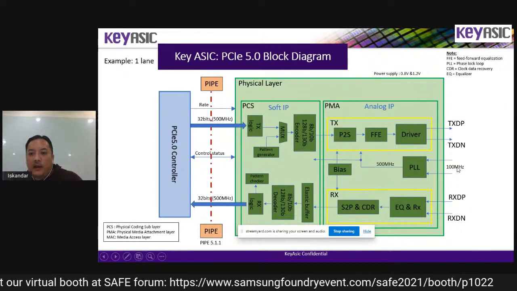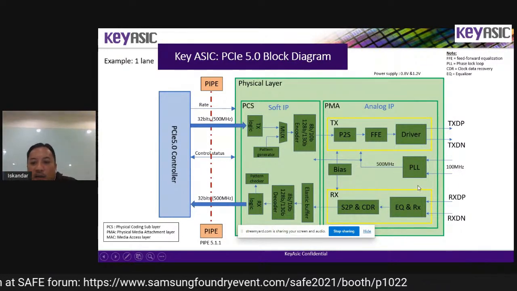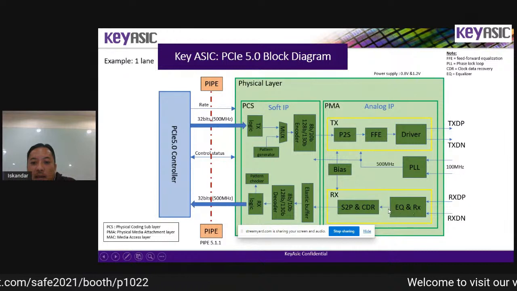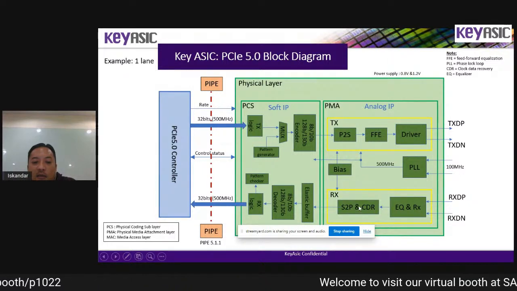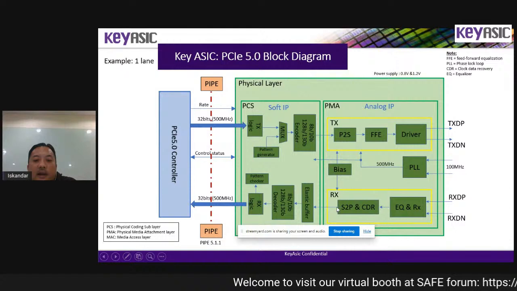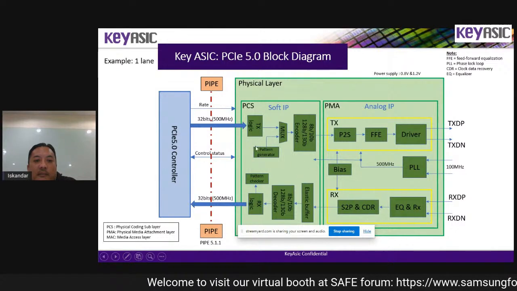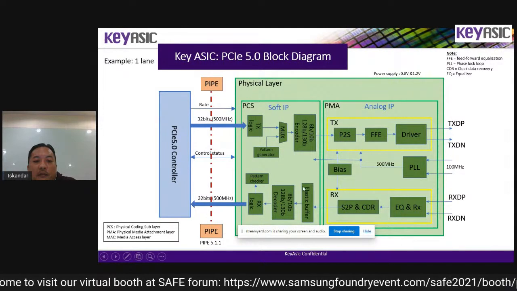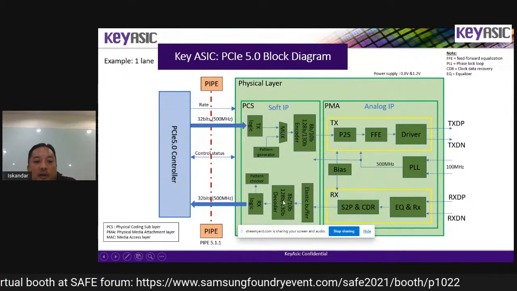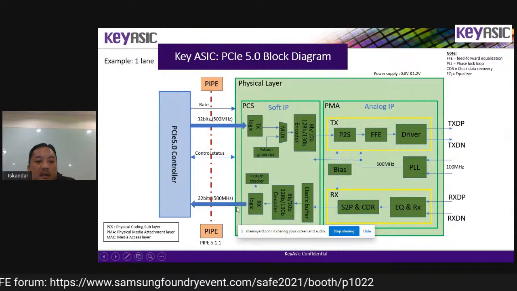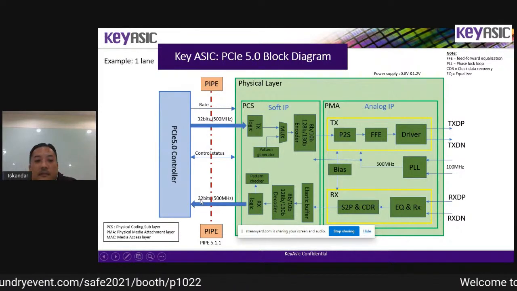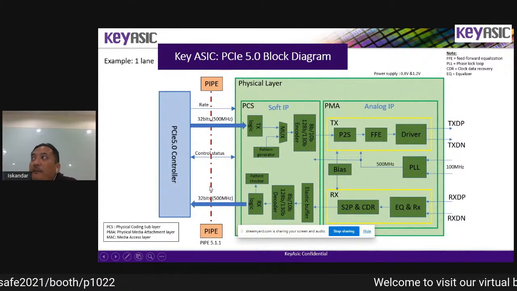We also have an RX block here. When we receive the signal from outside, it will be equalized and converted. The signal will be converted from serial to parallel and transmitted back to the PCS block as a logic signal. We have an elastic buffer. We also have a decoder and RX logic. Then 32 bits will be sent back to the PCIe 5 controller.